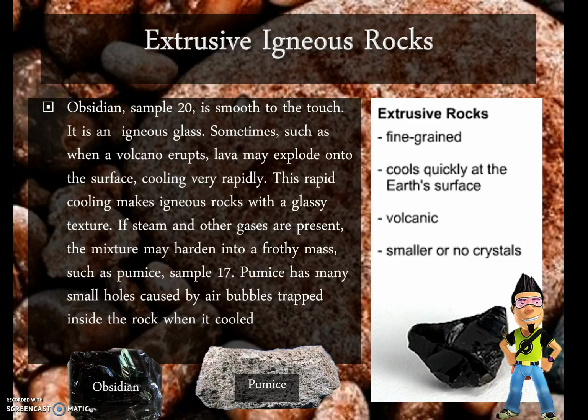Pumice, which we mentioned in the first slide, occurs when a volcano erupts. So lava may explode onto the surface with gas and steam, and that causes the holes that you may see in sample 17, pumice, which has many small holes caused by air bubbles trapped inside the rock when it cooled. So as a review, extrusive igneous rocks are fine-grained, cool quickly at the Earth's surface, oftentimes formed by volcanoes, and have smaller or no crystals that are visible.